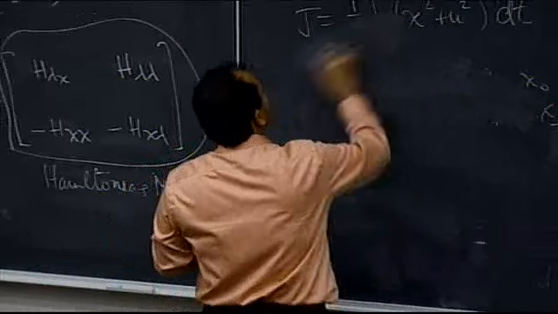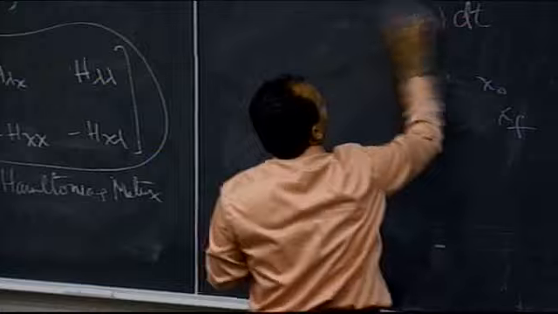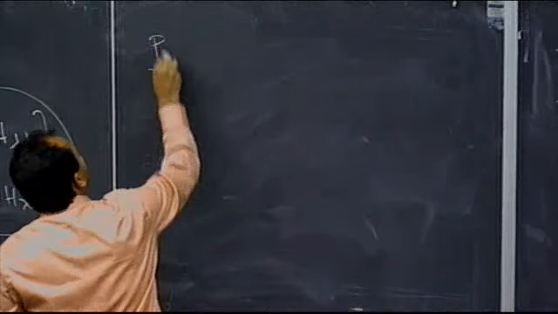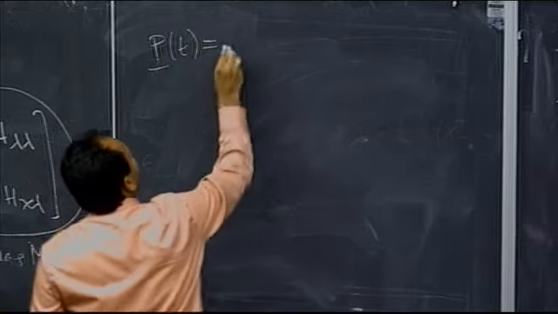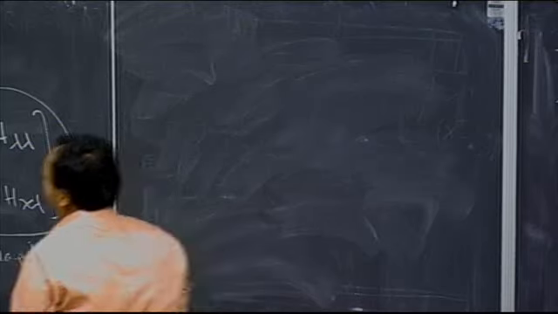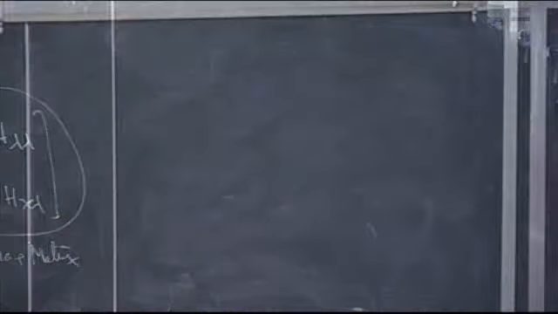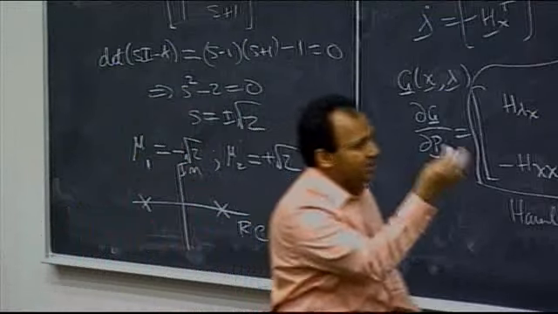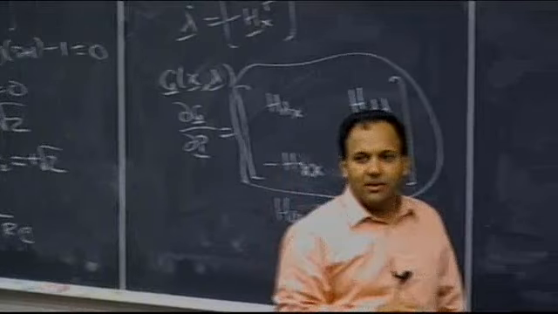So what's the solution to this problem? The solution to this problem, P of t is equal to, well, actually, we didn't compute the eigenvectors, so let's look at the eigenvectors, okay? How do I get the eigenvectors? I've got to plug these things in, and I've got to solve for the eigenvectors. How do I do that?